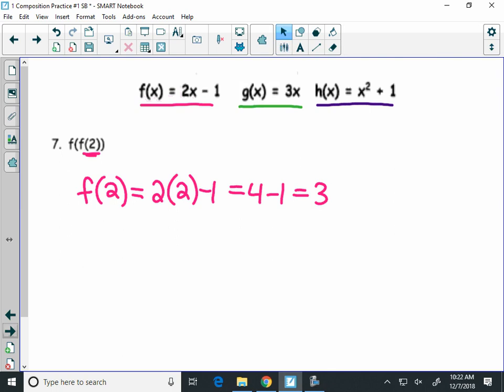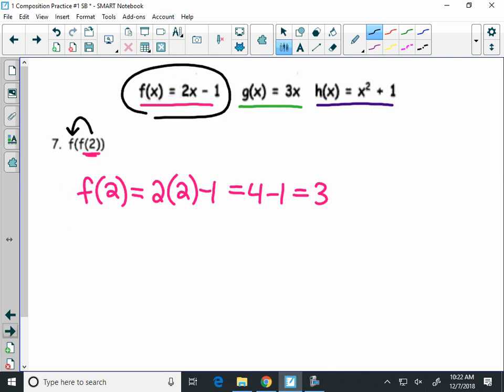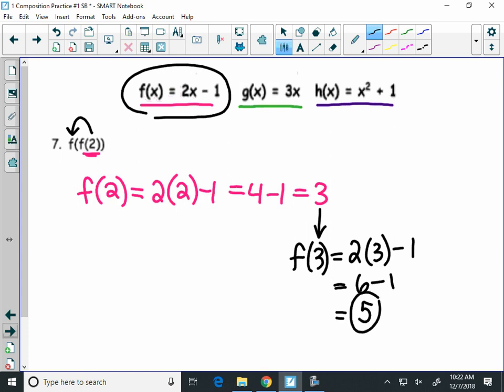Now here's the tricky part. I'm starting with the function on the right, I found that value. I need to put that into the function on the left, which is f again. So that 3 is going to go back in to the function of f. And you will find 2 times 3 minus 1. That's 6 minus 1, which equals 5. And there you go, that's number 7.